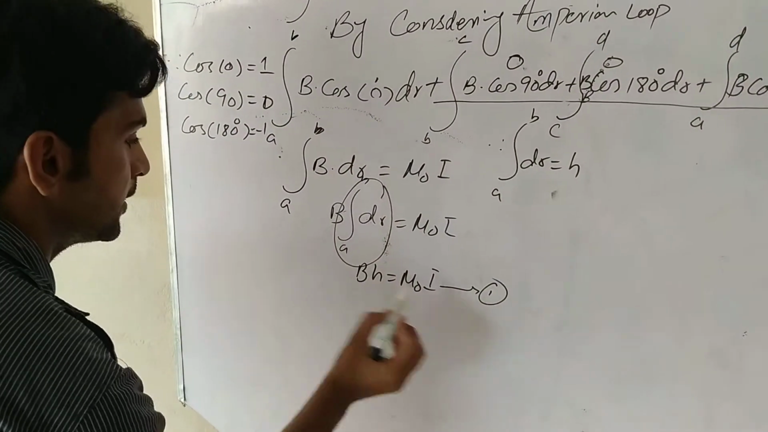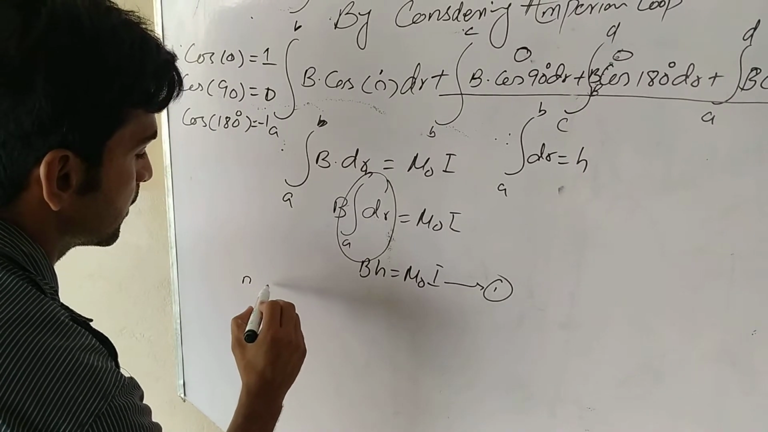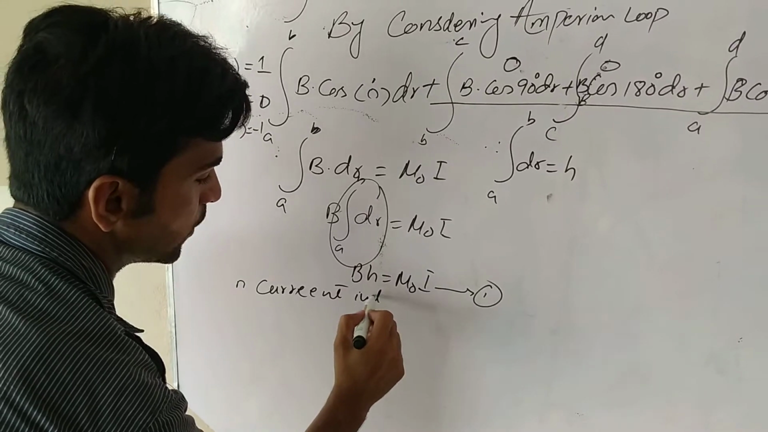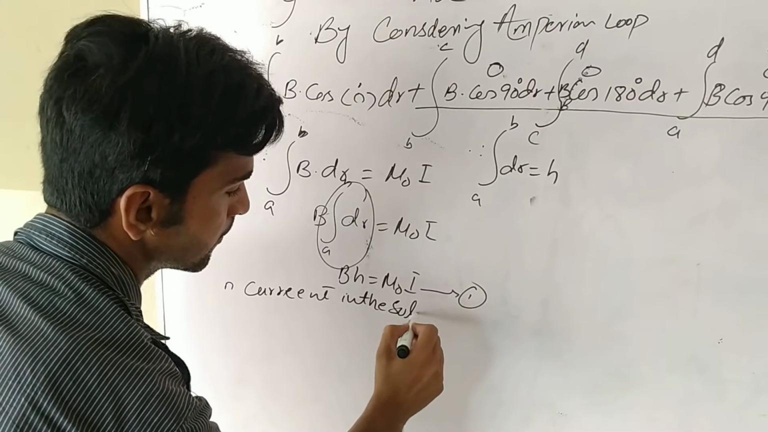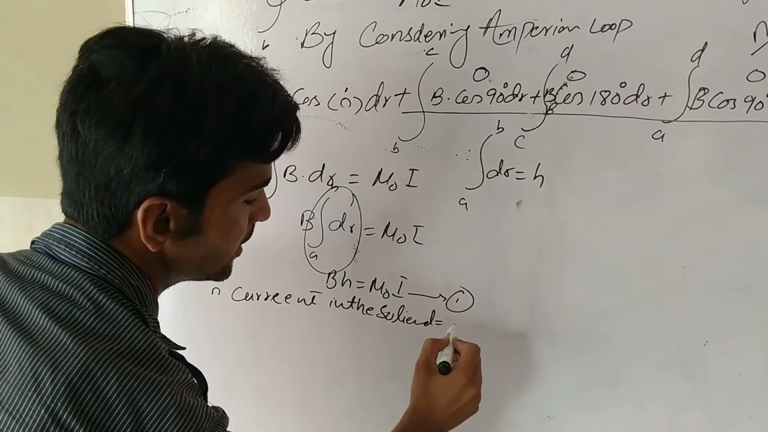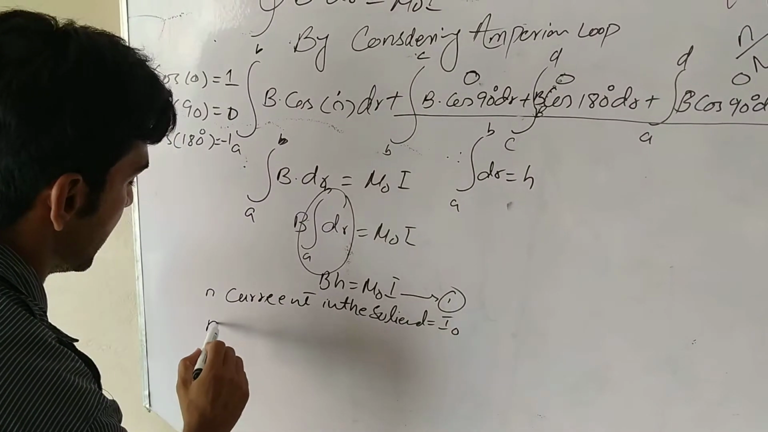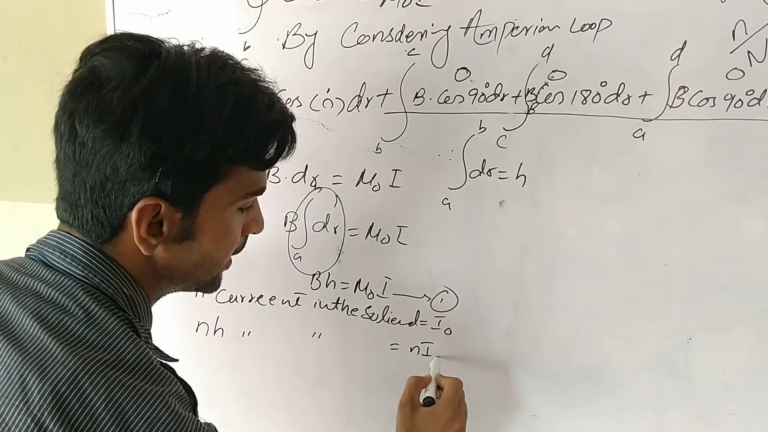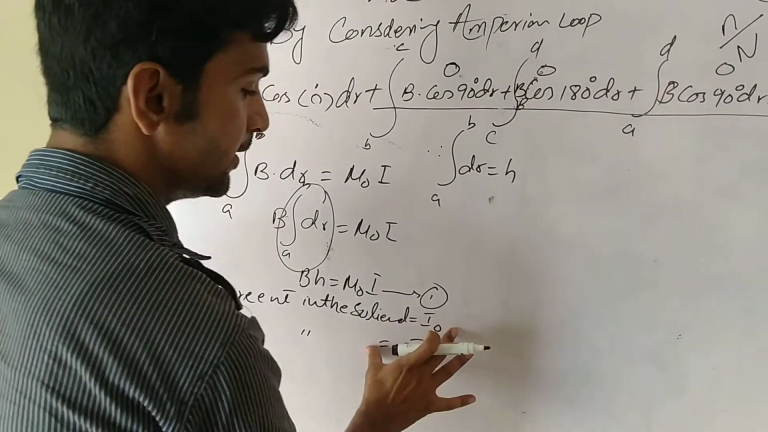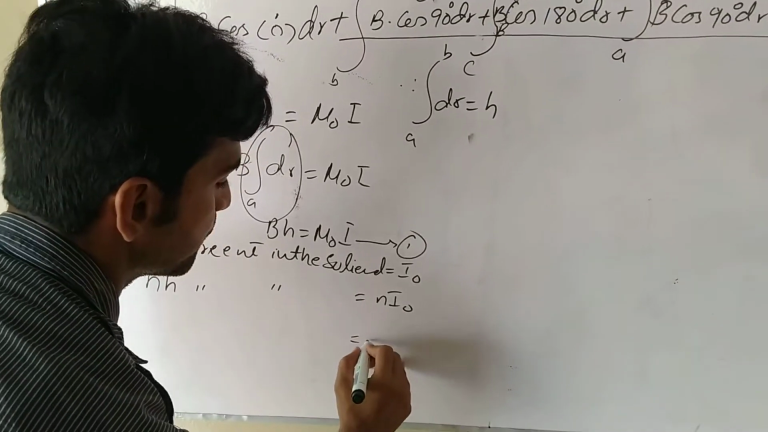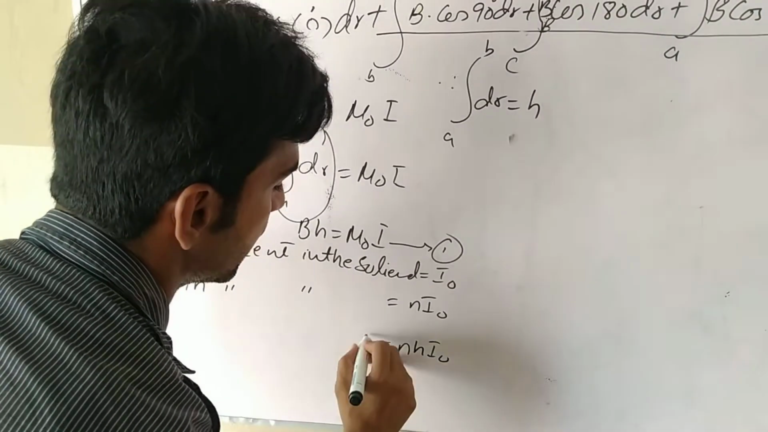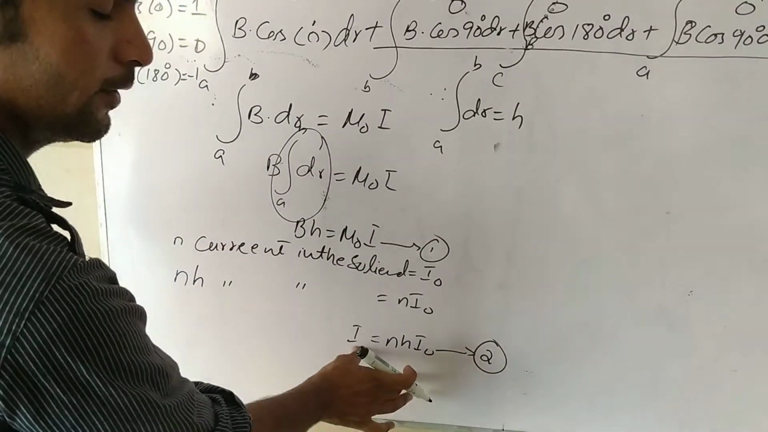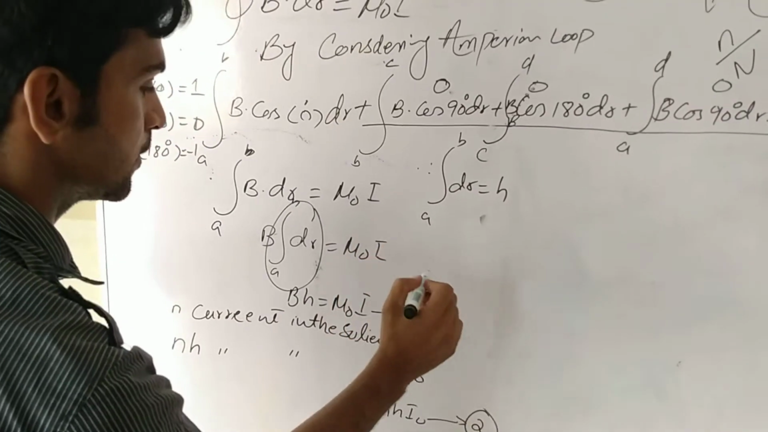So first of all we write the current. N is the number of turns per unit length, so the current in the solenoid is I naught, and n h turns carry current inside the loop, that is n h I naught. So we combinedly write the current I equals n h I naught, and this is equation number 2. So we are going to put the value of equation number 2 into equation number 1.